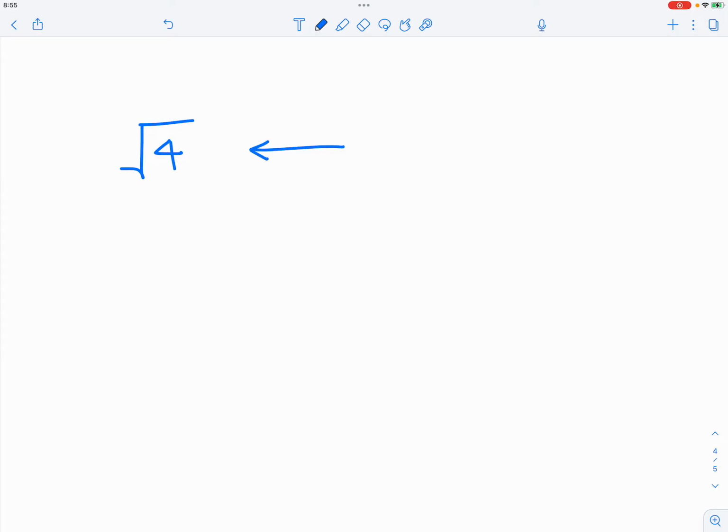I want you to think about that when we ask for square root of 4, we can phrase the question as in, what number multiplies itself and becomes 4? That's a question. And then we say, oh, that number is 2.